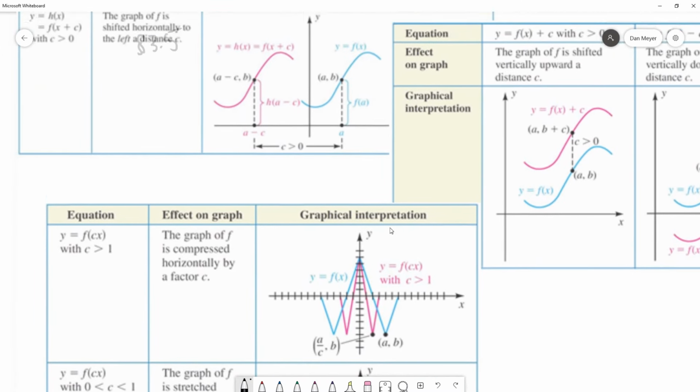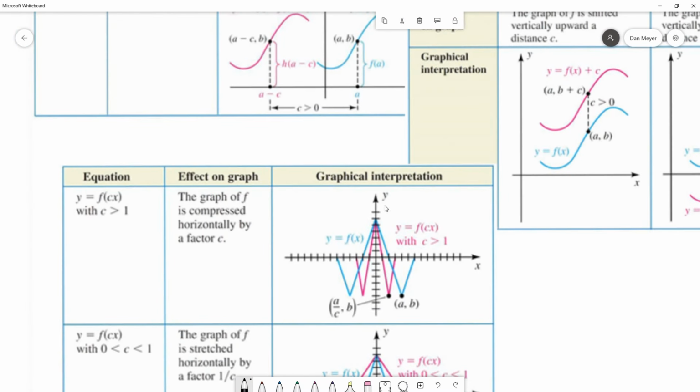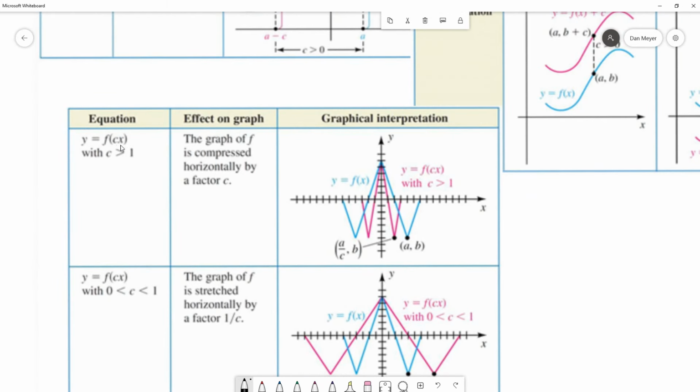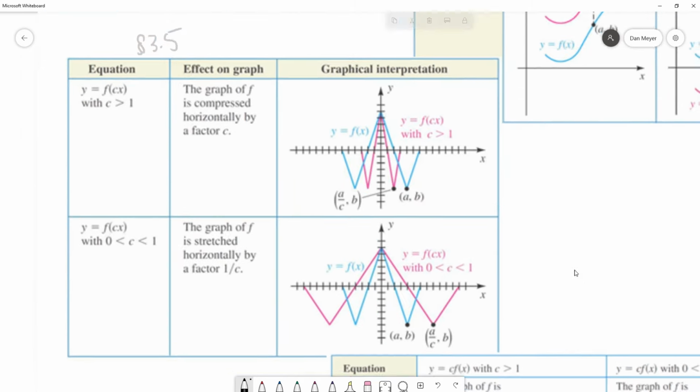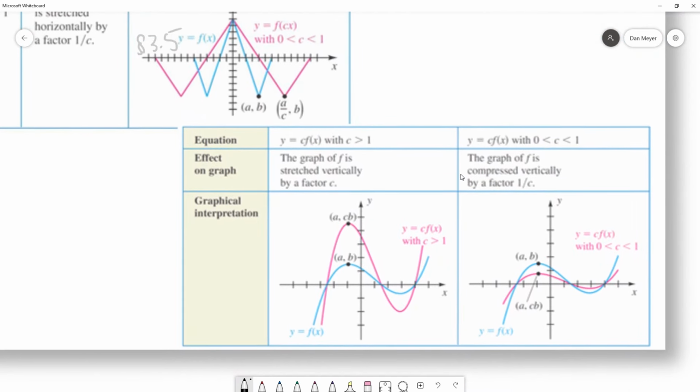Now that's adding and subtracting on the inside and the outside. If I want to multiply on the inside, if I've got a positive number that's bigger than 1, that corresponds to horizontal compression. We're going to use that here in a little bit. And multiplying by a number between 0 and 1 stretches horizontally. We'll talk about that when we get to the example. We don't necessarily need to review everything here.